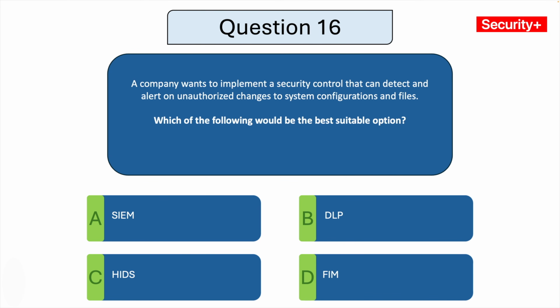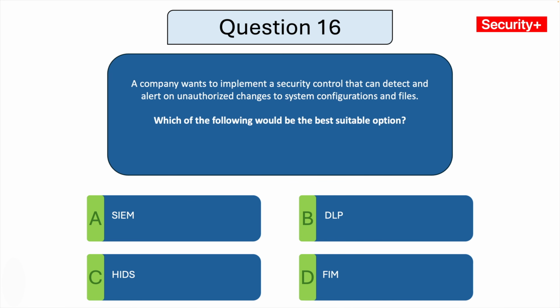Question 16. A company wants to implement a security control that can detect and alert on unauthorized changes to system configurations and files. Which of the following would be the best suitable option? A. SIM. B. DLP. C. HIDS. Or D. FIM.